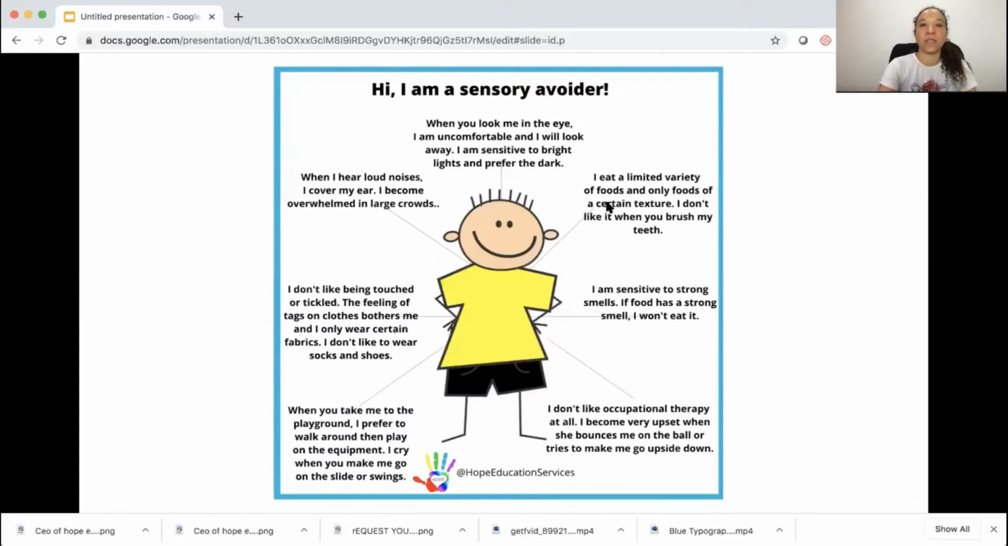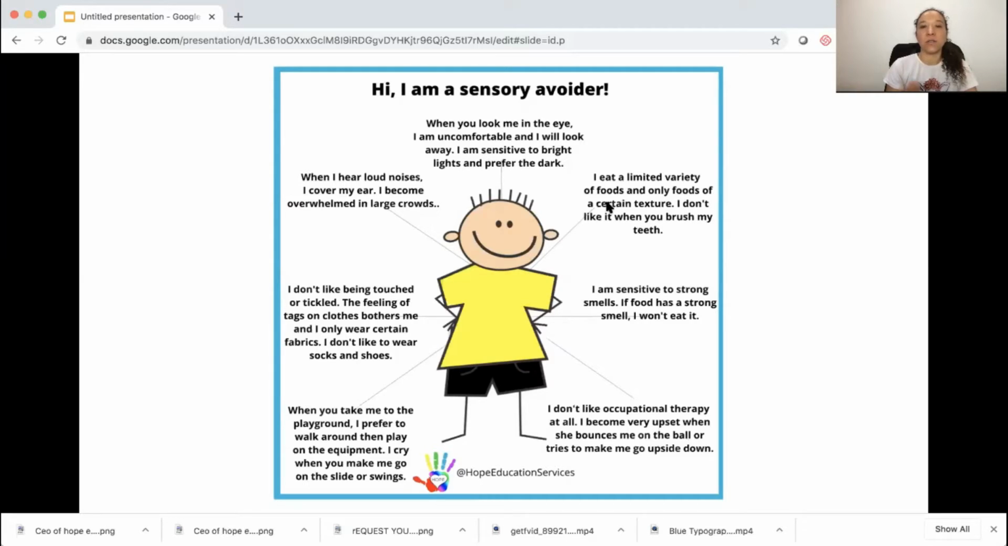So let's look at who a sensory avoider is. A sensory avoider is basically the complete opposite. This is a person whose cup is full all the time with the lid on it. Whereas the other kids aren't feeling the sensations, these kids are super sensitive to the sensations. Some avoid eye contact, like they don't want you to look in their eyes. They don't like light at all. They don't like loud noises. They get very overwhelmed in crowds. They don't like to be touched. They may still touch you, but they don't like to be touched.